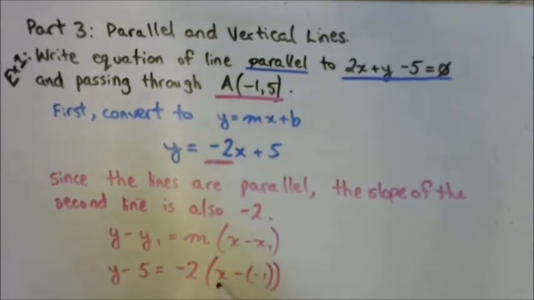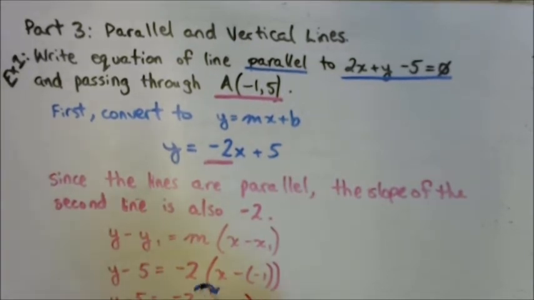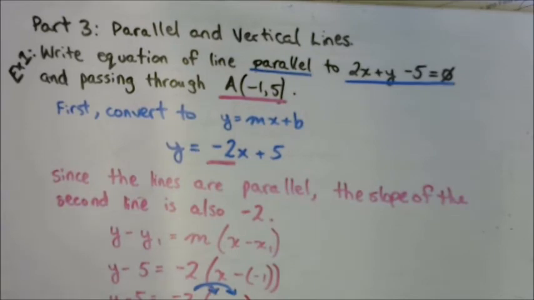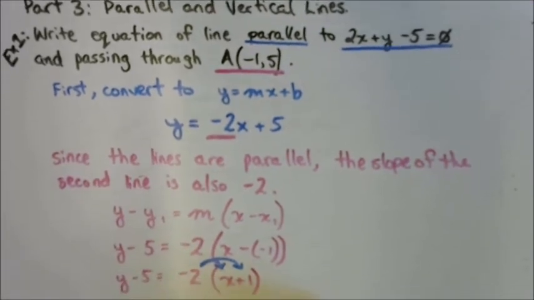Well, let's figure out what's in this bracket here. That's actually x plus 1. So we'll rewrite it again. We've got y minus 5 is equal to negative 2 times x plus 1. Now we can use our distributive property to distribute that negative 2 to both of the terms inside the binomial.